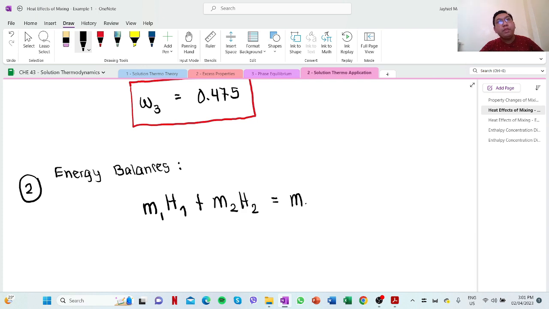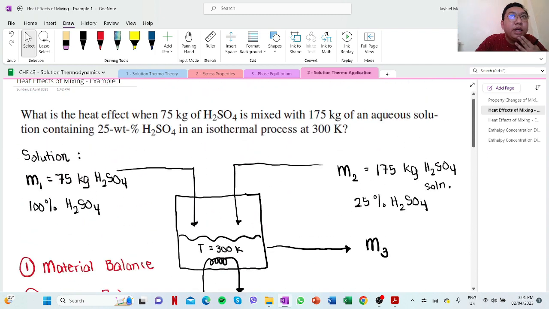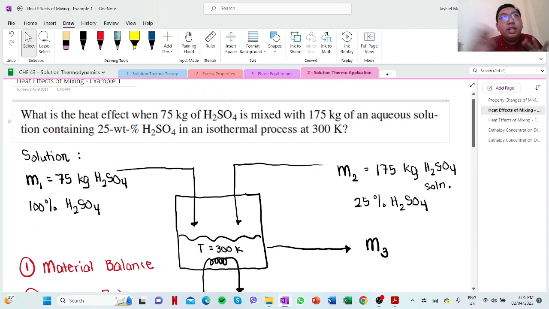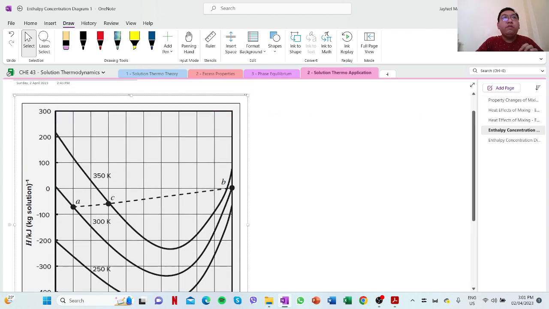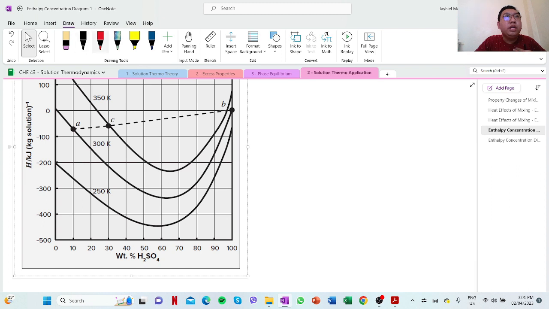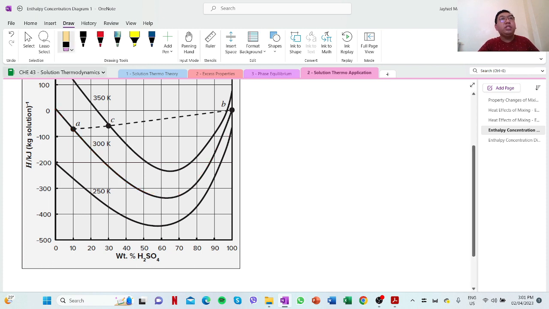is equal to M3H3 plus Q, or this will be the heat effect. So for H1, I think 300, okay. Everything is maintained at a constant temperature of 300 Kelvin. So in your problem solving, you just need to focus on this graph over here. This is the isotherm for 300 Kelvin. Just focus your attention there, and then you can solve already for the heat effects because this is isothermal.